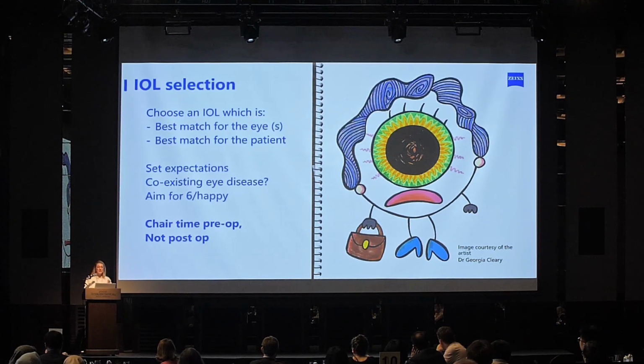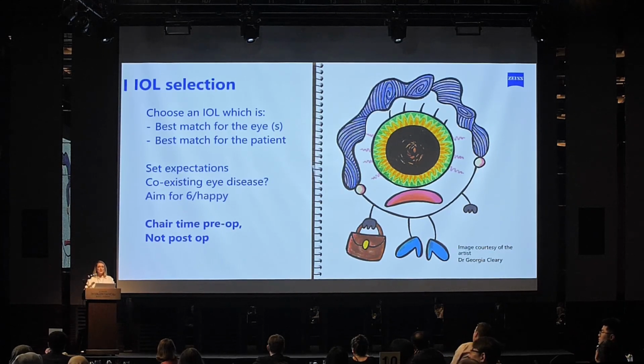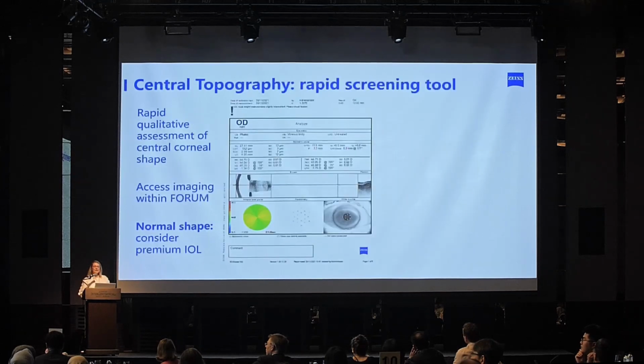So we're going to spend the chair time pre-op, not post-op. But if we're going to do that, we need to gather as much information as we can. We don't want to be looking at some scans a week later when we're choosing a lens and find out, actually, this patient has an abnormal cornea and they're not a candidate for a premium lens after all. So this is where the central topography is going to come in. Among all of these tests, this is a useful screening tool so that you can start planning the direction you'll take the conversation with your patient.